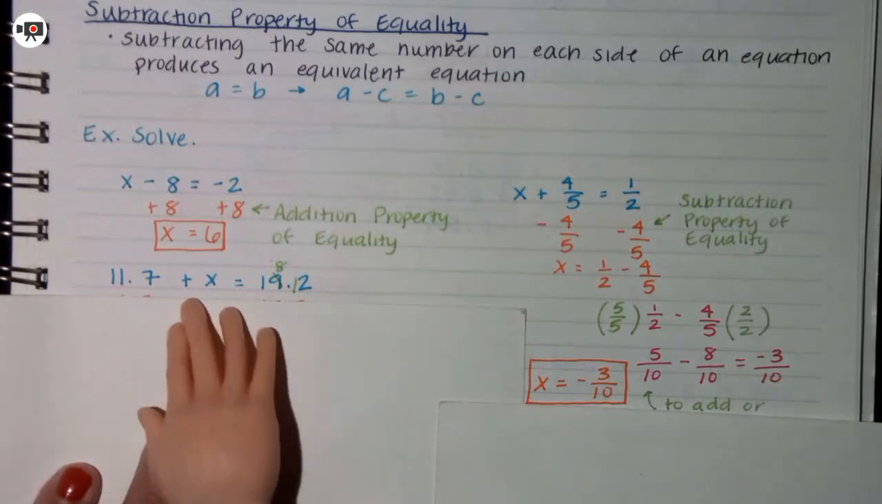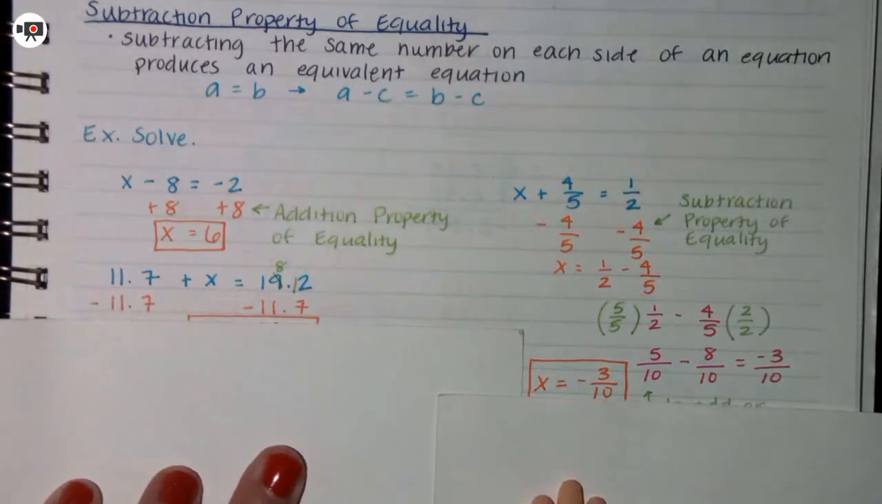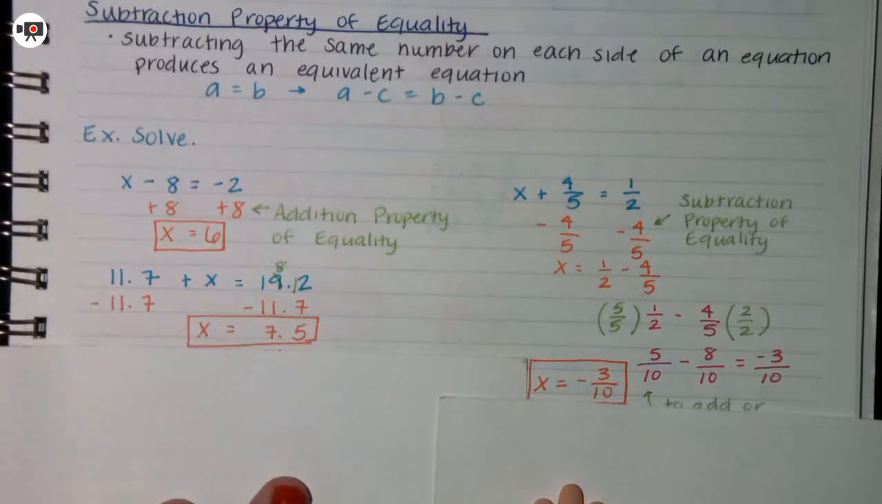Here I have 11.7 plus x equals 19.2. Subtract 11.7 on each side, and x is 7.5.